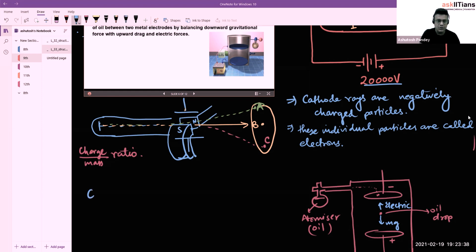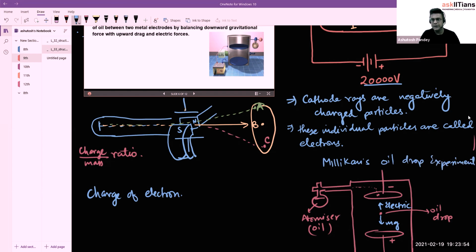So the charge on the electron was determined by Millikan's oil drop experiment. This was Millikan's oil drop experiment, and the charge of the electron was determined with its help. It was found that the charge of the electron is minus 1.6 into 10 to the power minus 19 coulombs.